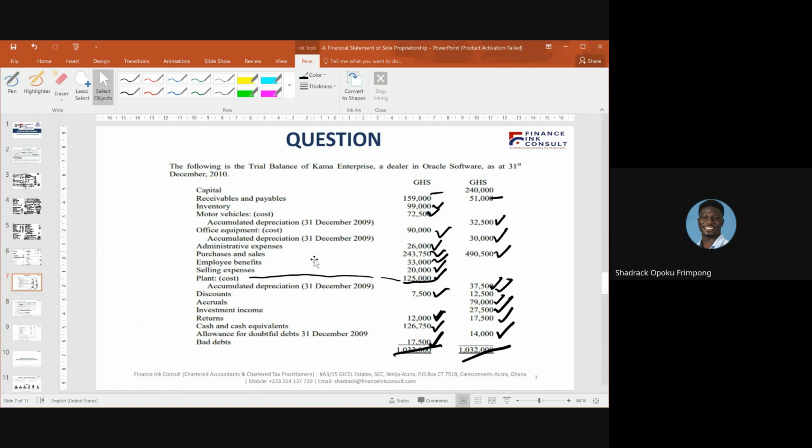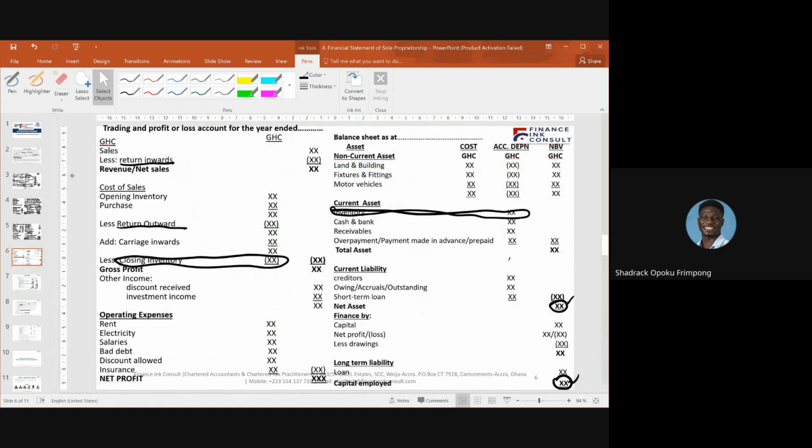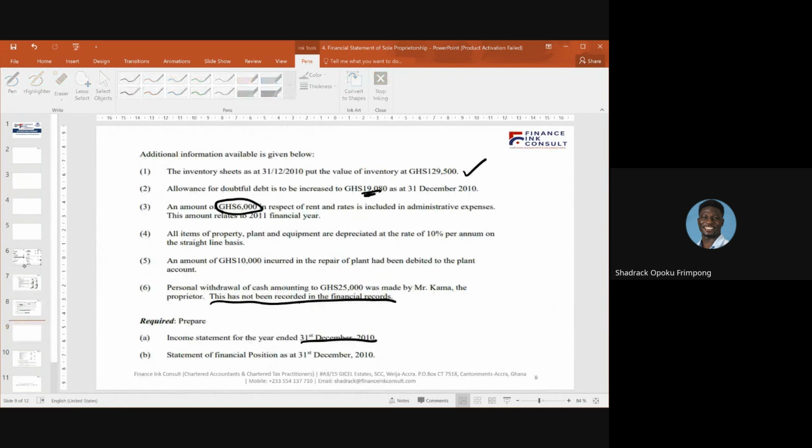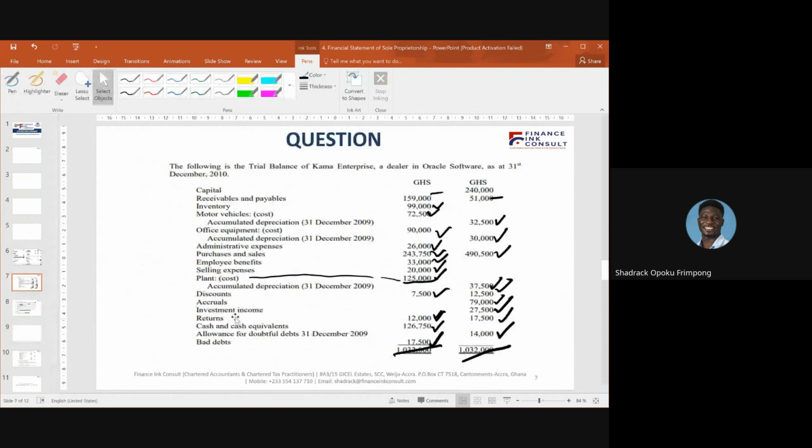So let me just do this. Let me duplicate this. I don't want to really waste time. Or I should start all over. I don't really know what to do. What I wanted us to do is to just be picking the figures.